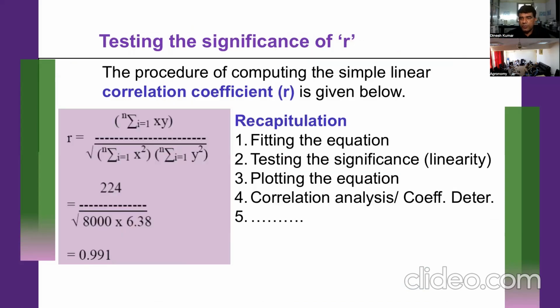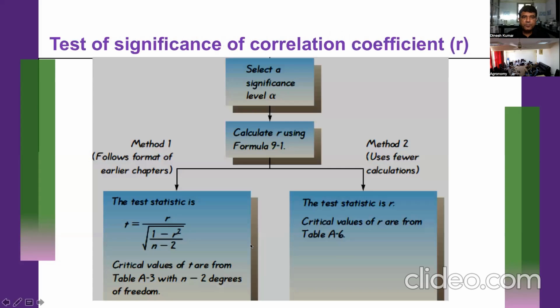Now, as I told you, we need to test whether this correlation coefficient is significant or not. I told you about population and sample. So we want to see whether it is genuinely a difference in the correlation coefficient, whether it is genuinely significant. Now, friends, there are two methods to test the significance of the correlation coefficient.